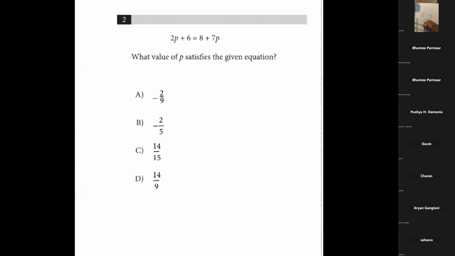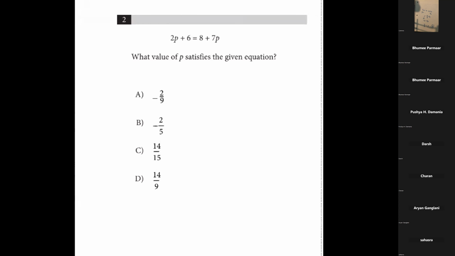Subtract 8 from both sides. Negative 2 equals 5 times p. And then we want to divide both sides by 5. Negative 2 over 5 equals p, which would give us an answer choice of B. The answer is B. Those were relatively simple questions, some of the simplest on this SAT. At least, we are going to get into much harder ones.